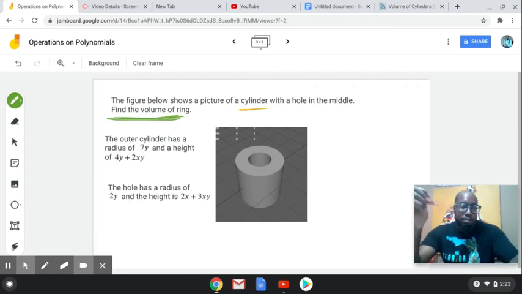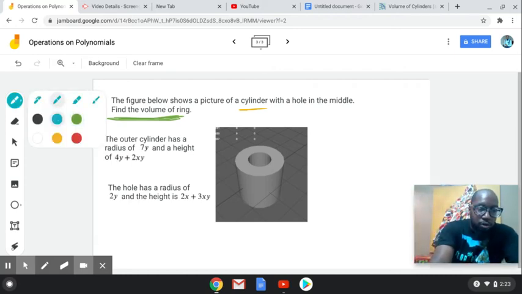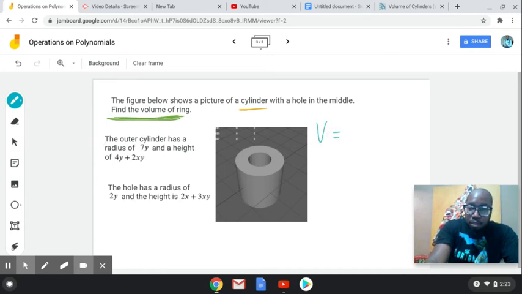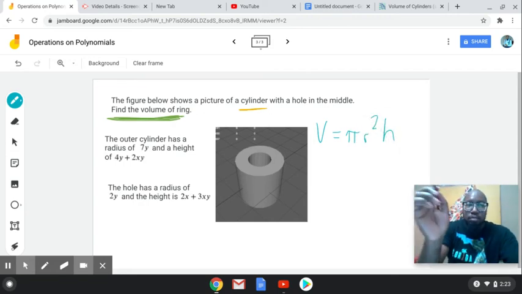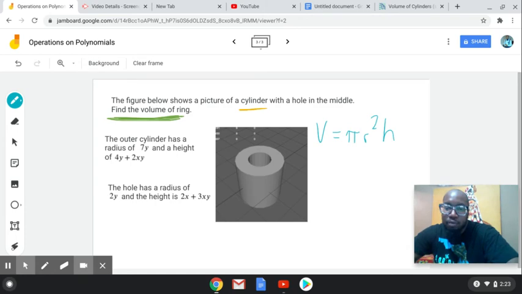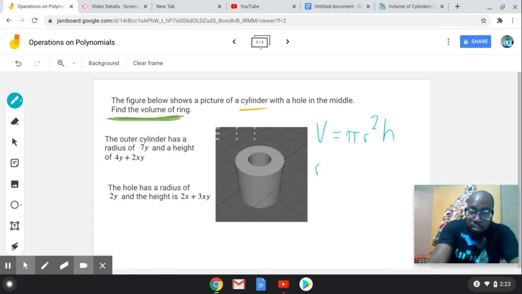So the volume of a cylinder is what we're going to need in order to solve this equation. Okay? And the volume of a cylinder, the formula for that is going to be V equals pi times r squared times h. Okay, so pi r squared times h. Pi stands for the irrational number 3.14, so we'll leave that alone. Okay, r stands for the radius, and h stands for the height.